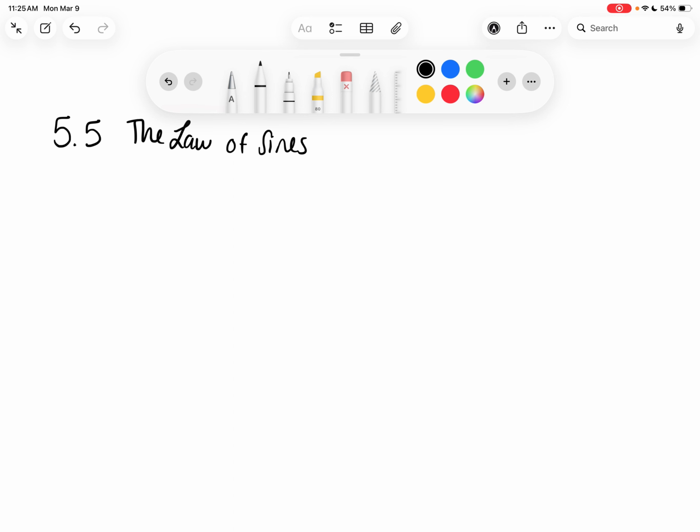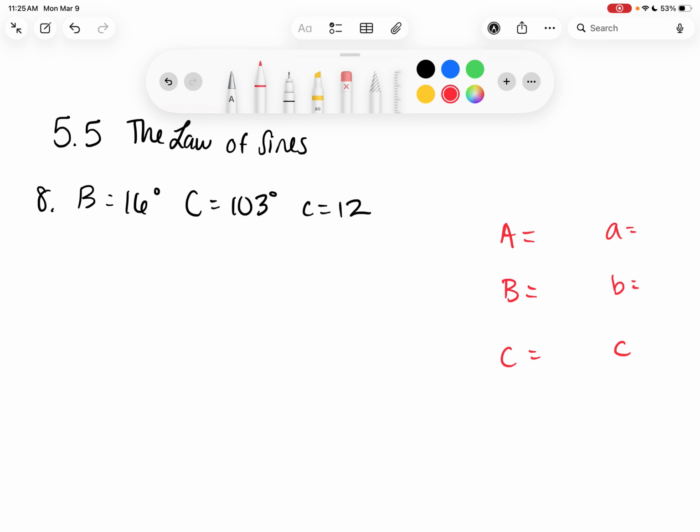Anyways, we're going to jump in with solving these triangles. So number 8, we've got angle B is 16 degrees, angle C is 103 degrees, and side C is 12. I like to set up and write down all of the angles and all of the sides so that I can see what I need to fill in. If you want to do that instead of copying the problem and then redoing it, you can just set it up this way from the beginning. So I'm going to need to solve for angle A, side A, and side B.